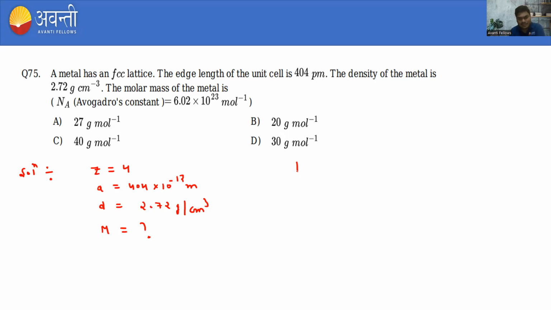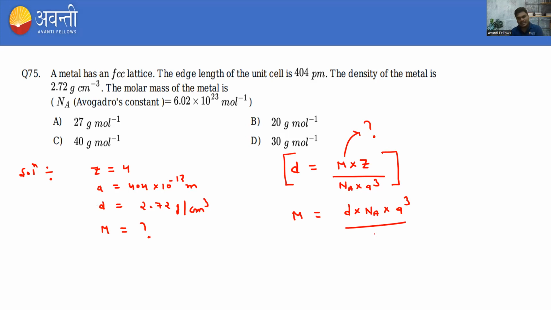This is a very, very simple question and totally formula based, right? So what formula do we know? We all know that the formula for calculating density is density equal to molecular mass M into Z, that is the number of atoms, divided by Avogadro number multiplied by a cube. This is the formula for calculating the density, right? Now, all values are given. We just need to calculate this value, that is M. So let's calculate the value. We can calculate molecular mass using the formula density into Na into a cube, divided by Z. Just put the values, nothing else.